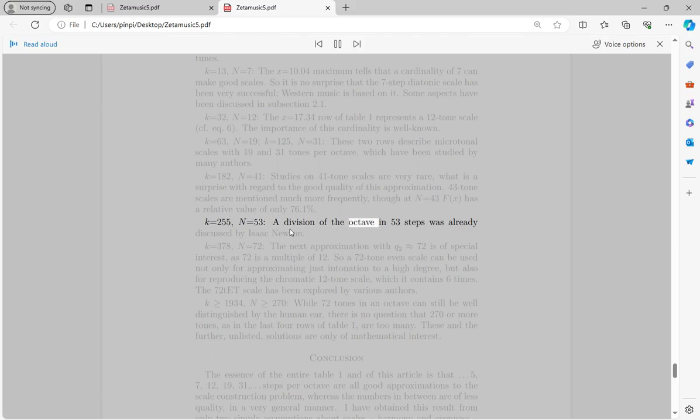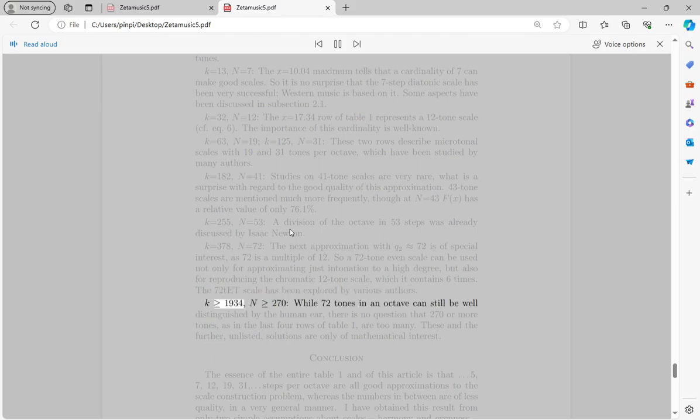K equals 255, n equals 53. A division of the octave in 53 steps was already discussed by Isaac Newton. K equals 378, n equals 72. The next approximation with q_2 almost equal to 72 is of special interest, as 72 is a multiple of 12. So a 72-tone even scale can be used not only for approximating just intonation to a high degree, but also for reproducing the chromatic 12-tone scale, which it contains 6 times. The 72-tet scale has been explored by various authors.